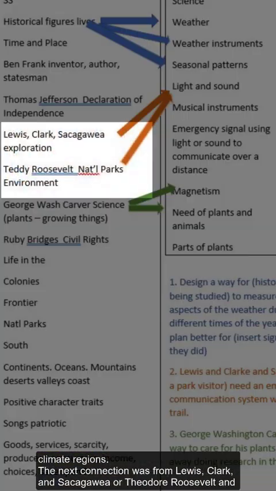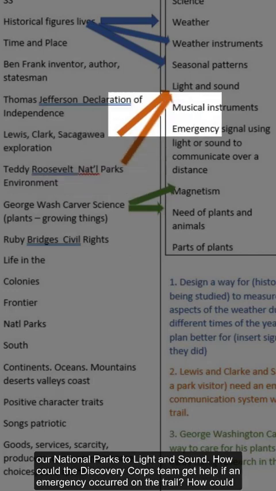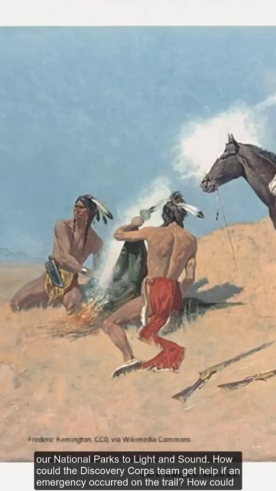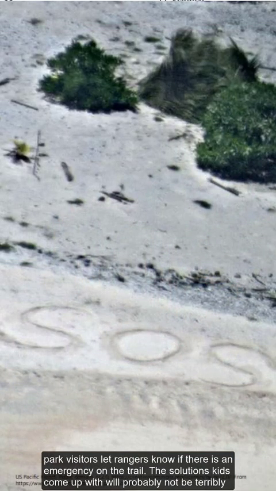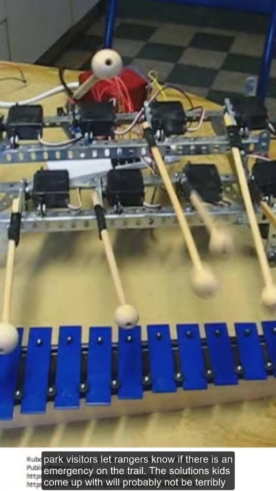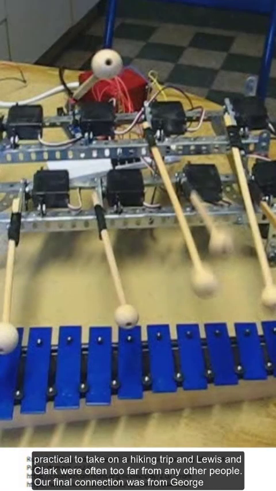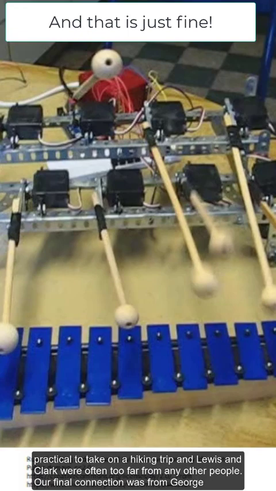The next connection was from Lewis and Clark and Sacagawea, or Theodore Roosevelt in our national parks, to light and sound. How could the Discovery Corps team get help if an emergency occurred on the trail? How could park visitors let rangers know if there is an emergency on the trail? The solutions kids come up with will probably not be terribly practical to take on a hiking trip, and Lewis and Clark were often very far from any other people.